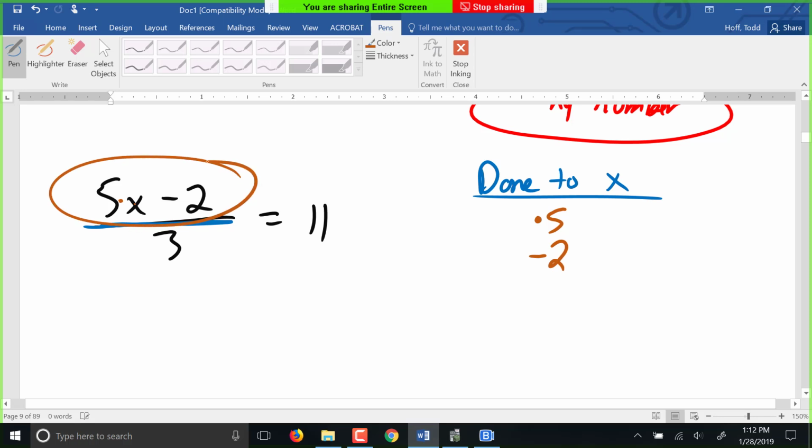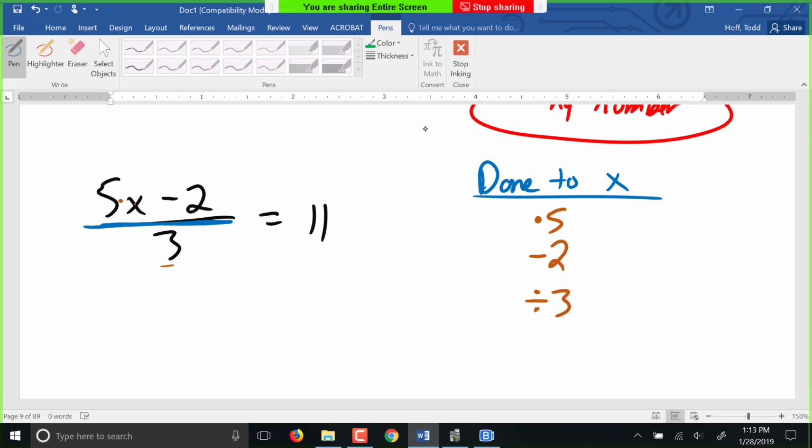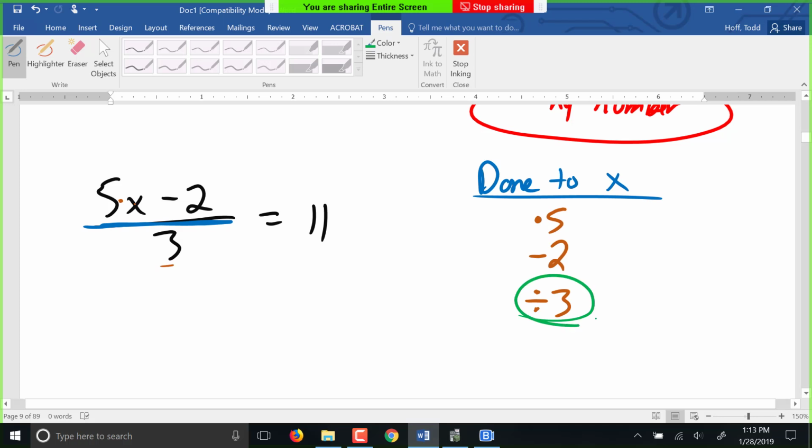Once everything was done on the top, then we could divide by the 3. That fraction bar says you have to do everything on top first, then, of course, you would do everything on bottom. There's nothing to do here. Then you can divide. So dividing by 3 is the last thing that happened. So when we go to take it apart, what's the first piece we take off? Yeah, the dividing by 3.